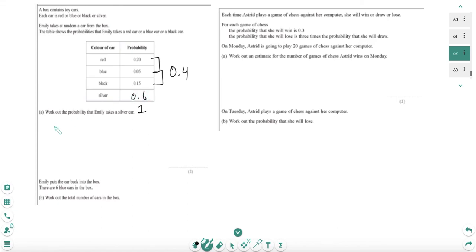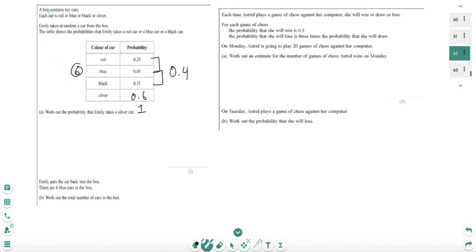Now, Emily puts the car back into the box. There are 6 blue cars in the box. Work out the total number of cars in the box. So we know there are 6 blue cars in the box, and we're trying to find out how many cars are there in total.